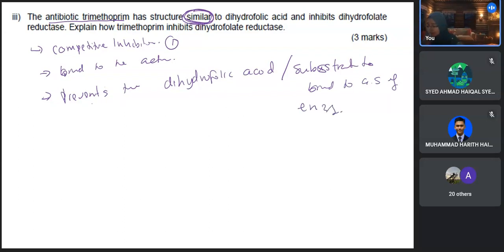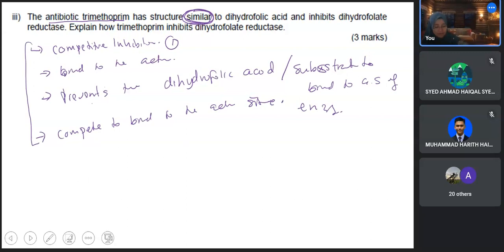Okay, there are 3 points there. Another point that you could add, the antibiotic trimethoprim will compete with the substrate to bind to the active site. Compete. Another point, you have to explain on the competition part. Compete to bind to the active site. So there are 4 points that you can write there for 3 marks.